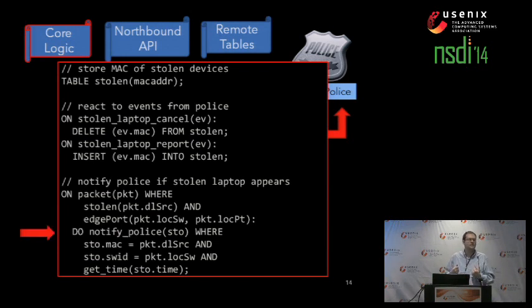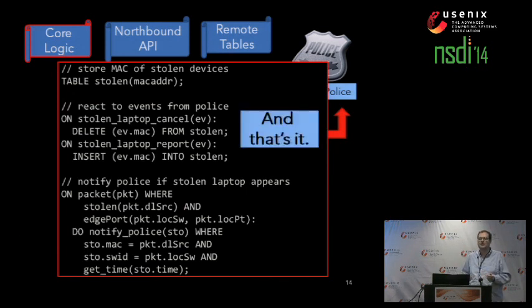When those packets are seen, Flowlog constructs a stolen laptop found event, sends it out that named pipe that we declared, and the police see it and hopefully go and recover the laptop. Again, that's it. The marshalling has been handled all by Flowlog. There's no RPC wrangling that the programmer has to do. There's no worry that a packet is not going to be sent up to the controller to result in an event being sent. All of that is handled by the runtime for the programmer.